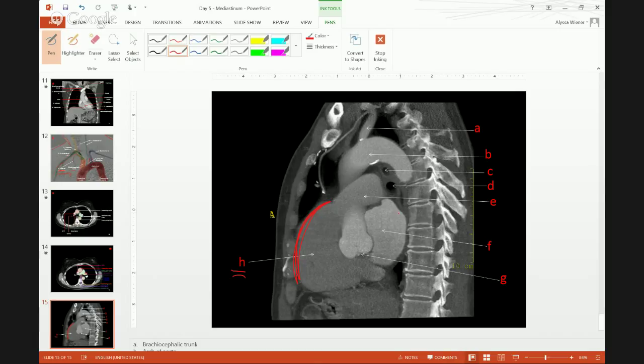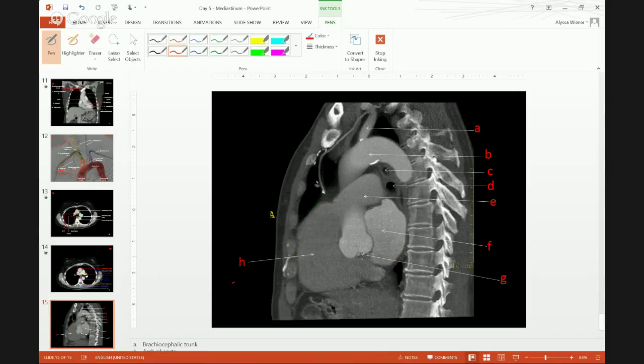Okay, so then what is making up this back here? What is F? F is the left atrium. Okay, remember the left atrium makes up most of the base of the heart, which is the most dorsal surface of the heart.